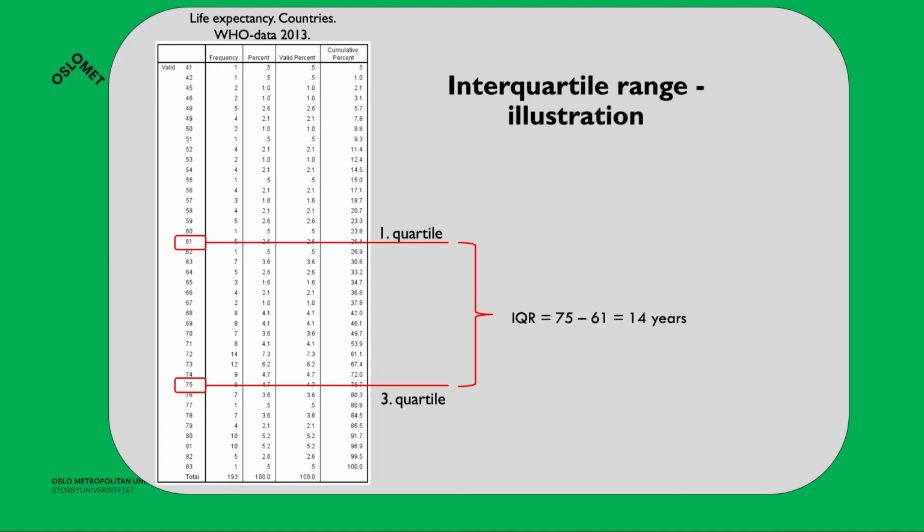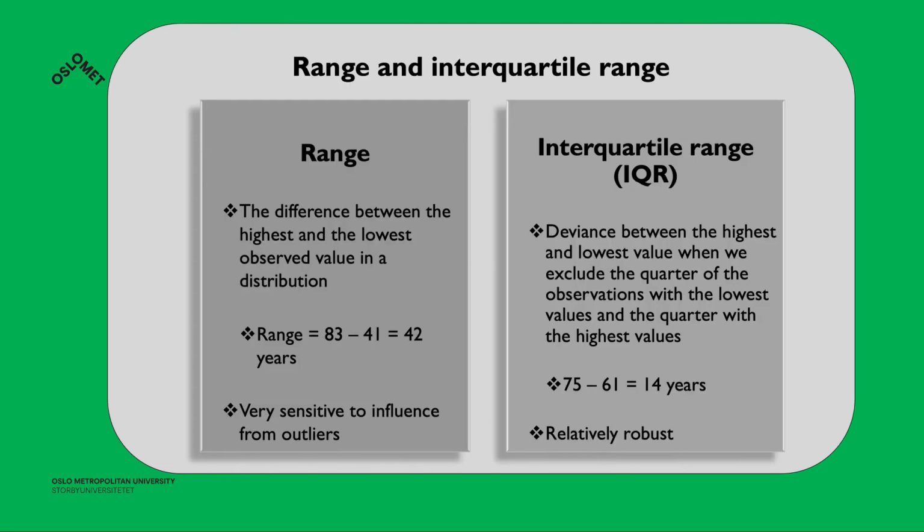Okay, so if you want to compare the range and the interquartile range, well, the range is the difference between the highest and lowest observed value in the distribution. So it's 83 minus 41 years, which is 42 years, and it's very sensitive to the influence from outliers, because the outliers go directly into the calculation. You take the highest and lowest value, and by definition, outliers are in the highest or the lowest values.